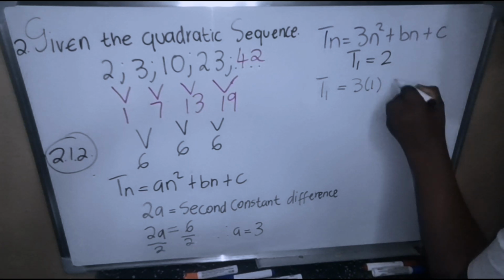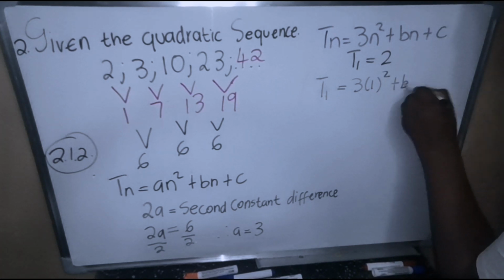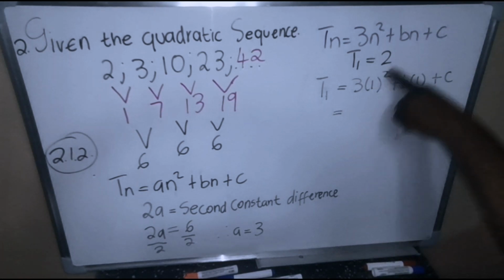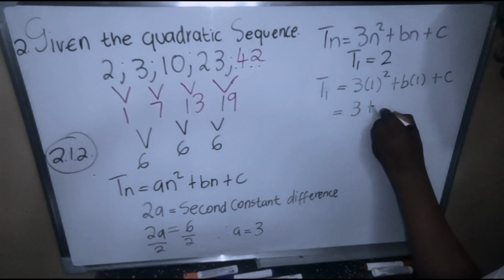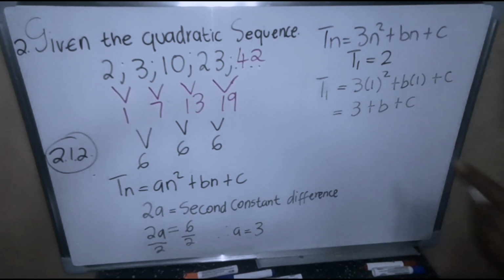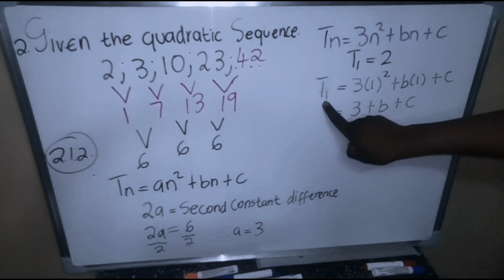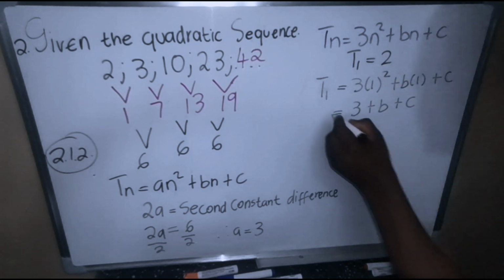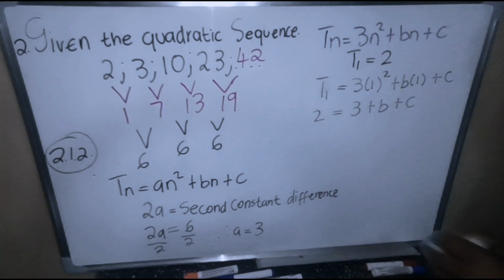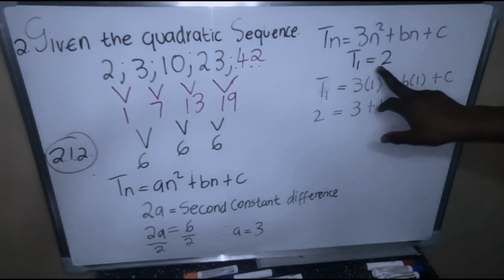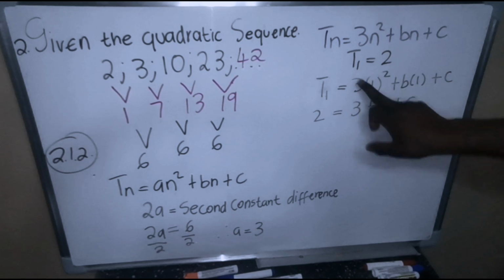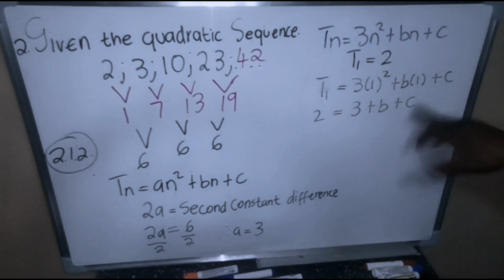3 times 1 squared plus b times 1 plus c. Then 3 times 1 squared gives 3, so 3 plus b plus c. Remember, term number 1 is equal to 2. Where I see t1, I put in 2. I hope you saw what I did there, guys. Where I see t1, I put in 2, and where I see n, I put in 1. That's how we do it.